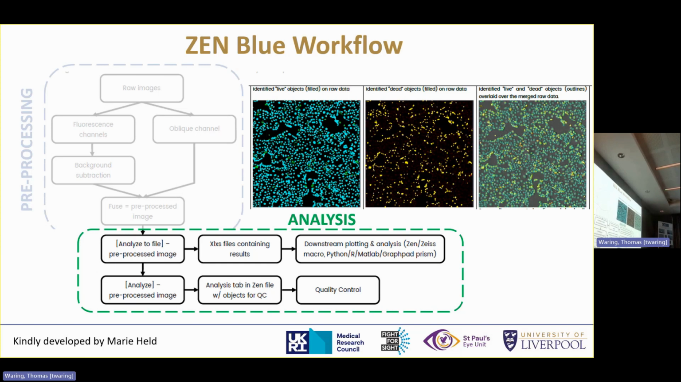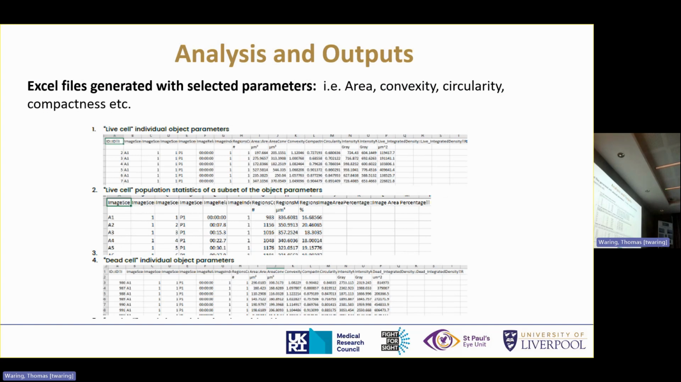So some of it we've been using the pre-processing images. We convert it to Excel files for downstream plotting and analysis using different softwares. But we've also been using the analysis tab on the ZenBlue to get some outputs from it. The sort of outputs that we get, so we get Excel files generated with perimeters, area, convexity, circularity, compactness of the cells. And the outputs look something like this.